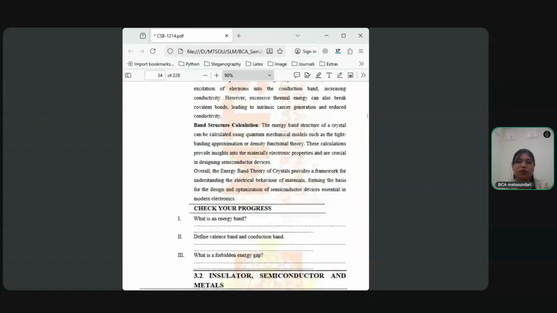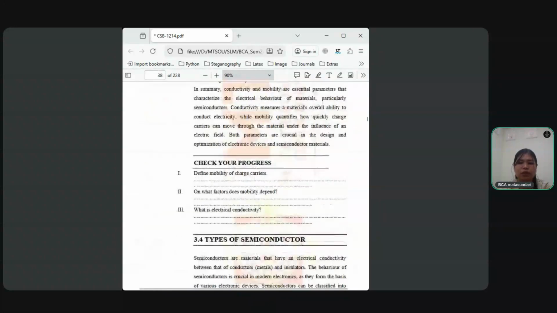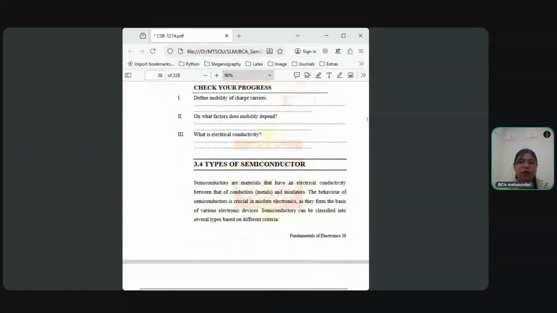Next is band structure calculation. How is it calculated? The energy band structure of a crystal can be calculated using quantum mechanical models, such as the tight binding approximation or density functional theory. This calculation provides insight into the material's electronic properties and is crucial in designing semiconductor devices. Go through the other topics, like mobility and electrical conductivity, on your own.